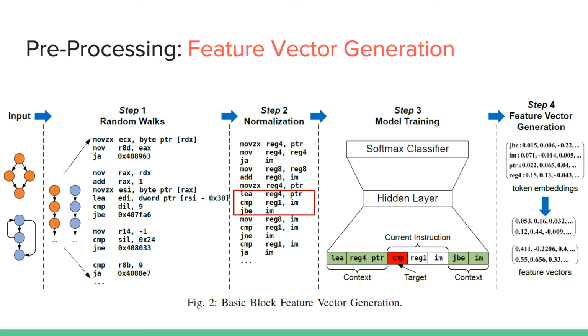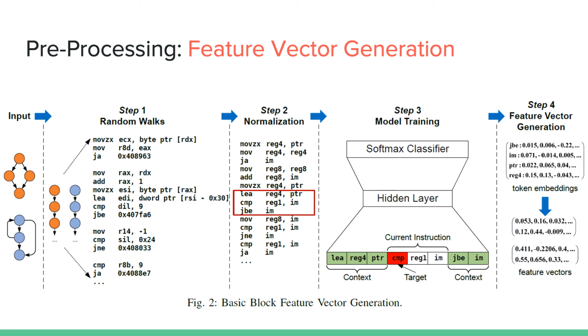And then once they've generated all the random walks, they serialize it into one stream of instructions and they normalize it. Normalization is essentially that they don't care about which register is doing what. So if it's a 4-byte register, like in x86 the E registers are 4 bytes, it's going to be called reg4. Our registers are 8 bytes, so they're reg8. And there's 1-byte registers, like R8B. And so you get the register with the size.